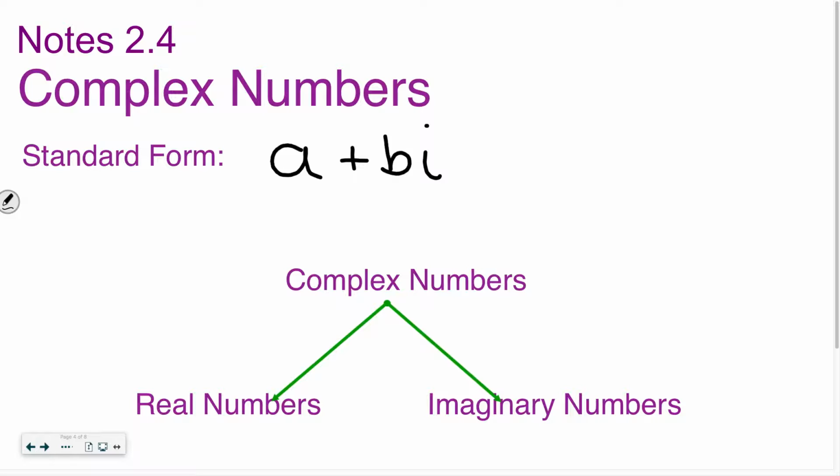And those are complex numbers. What does i represent? It's the imaginary unit. And what is it equal to? The square root of -1.